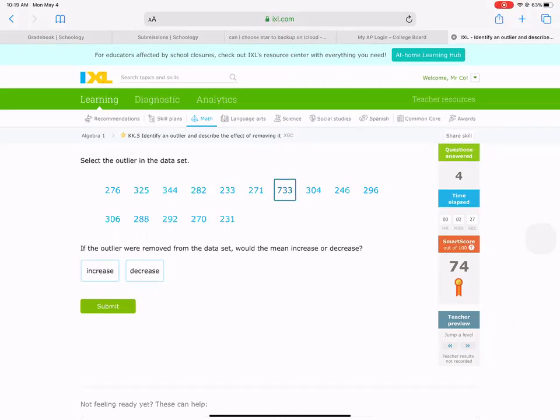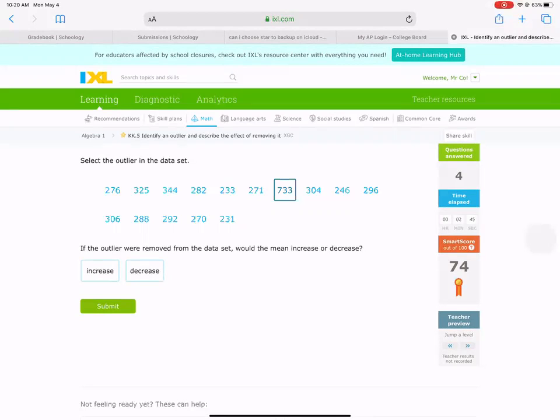Okay. Imagine if these were like elementary schools. I have 200 kids, 300 kids. You have 700 kids? You have way too many kids at your school. So our outlier here is going to be 700.